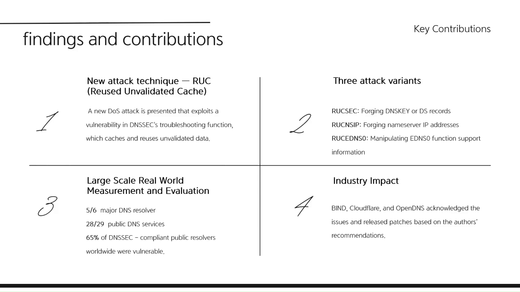Third, it presents large-scale, real-world measurements. The results from Section 6 show that 5 out of 6 tested DNS software and 28 out of 29 public DNS services are vulnerable. Over 65% of the world's open resolvers are affected, and some systems can experience a persistent denial of service for over 24 hours.